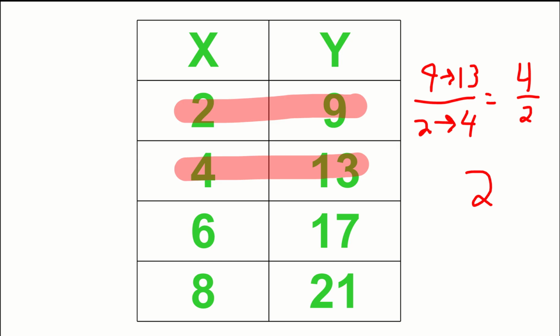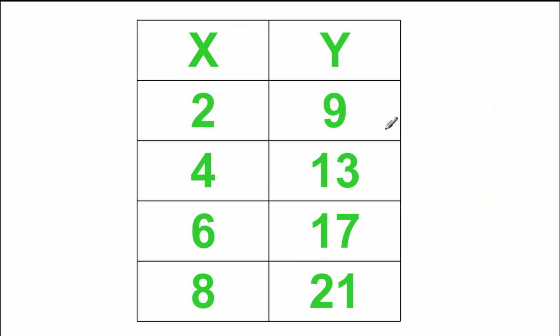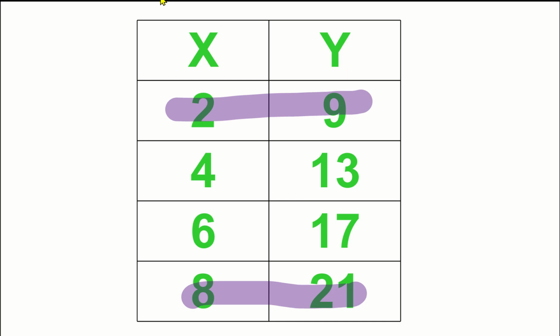Okay? So like I said, it works out exactly the same with the ordered pairs. It's just a little formatted differently. If I take this same table, any 2 points I use is going to give me a slope of 2. So I'm going to use the first and last one just to show how that looks.